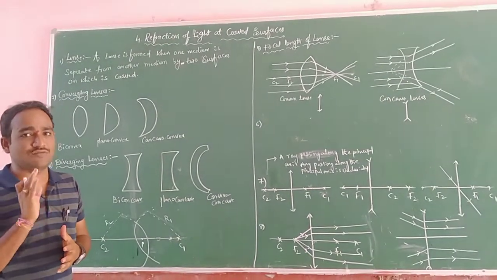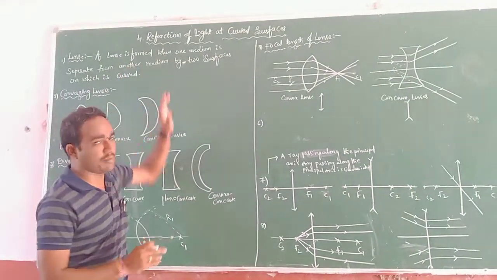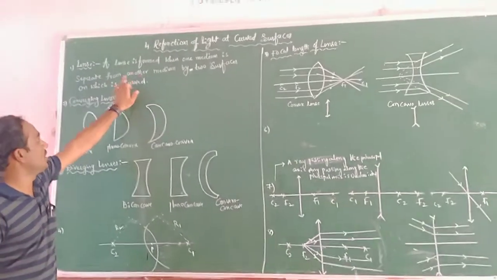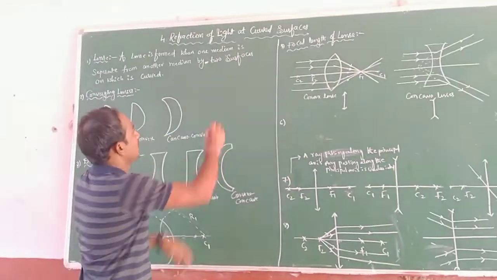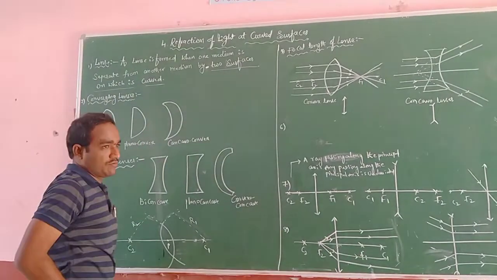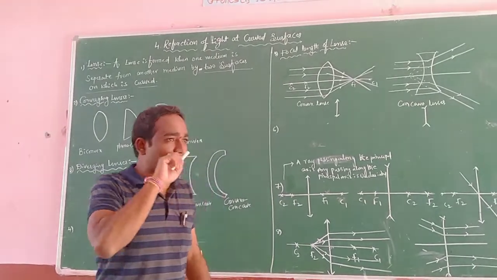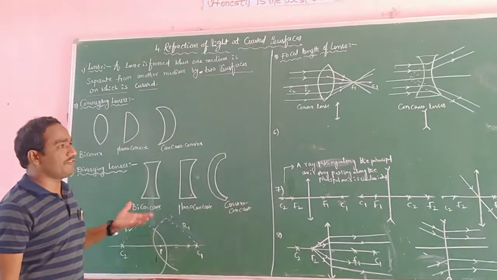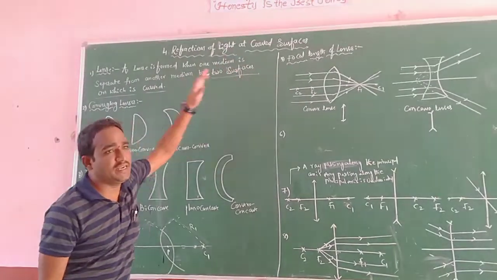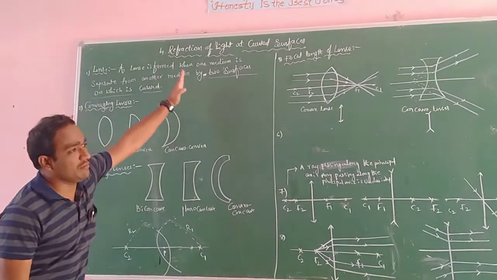A lens is formed when one medium is separated from another medium by two surfaces, one of which is curved. So what is the definition of lens? A lens is formed when one medium is separated from another medium.